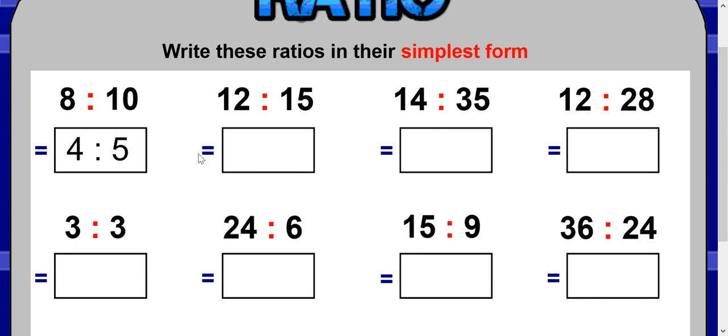Okay, on to the next one. So we've got 12 to 15. Again, if we notice what times table they're both in, the 3 times table, so we can divide both numbers by 3. So divide the first one by 3, that'll give you 4, and the second one by 3 will give you 5, so 4 to 5 again. The next one, these two numbers are both in the 7 times table. So divide the first by 7, you're going to get 2, and the next by 7, you're going to get 5.